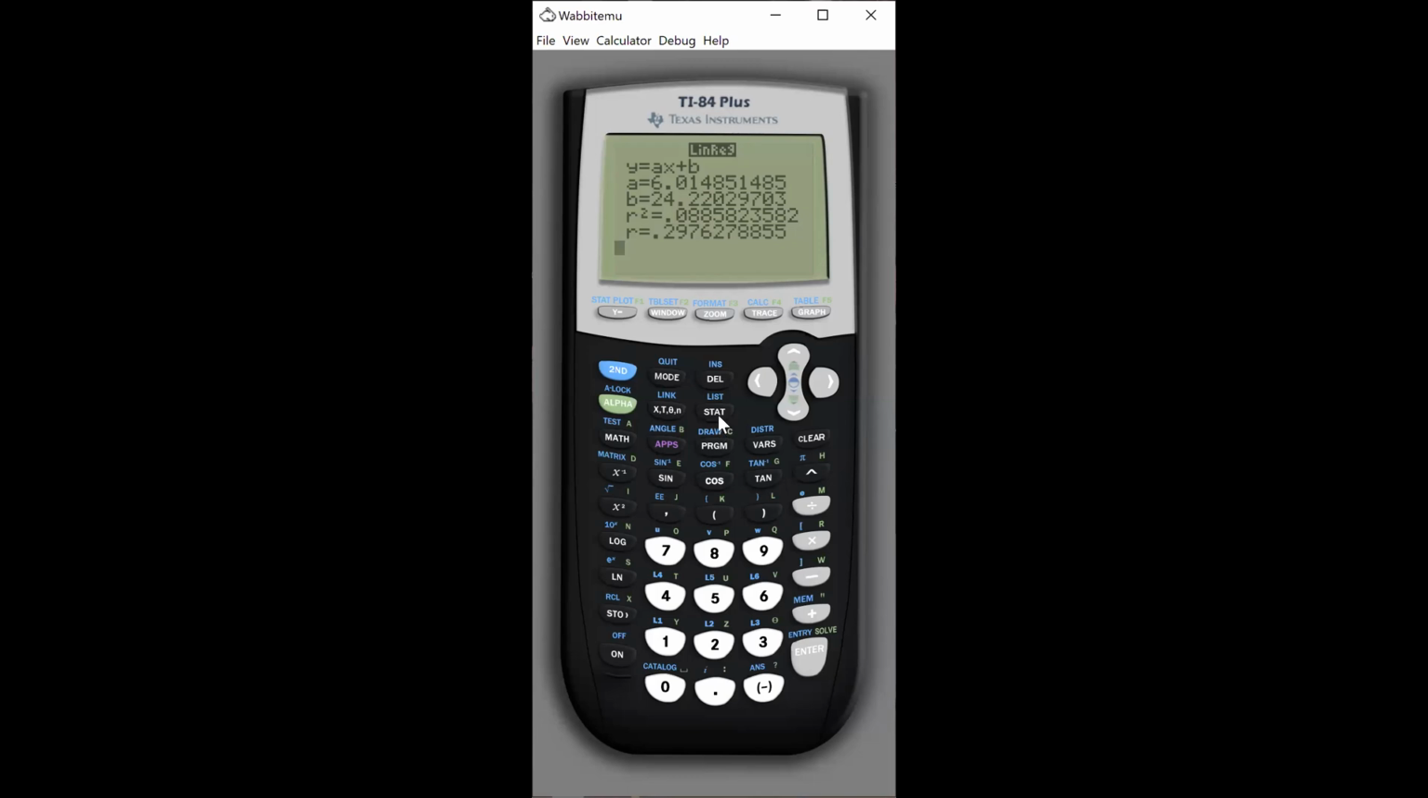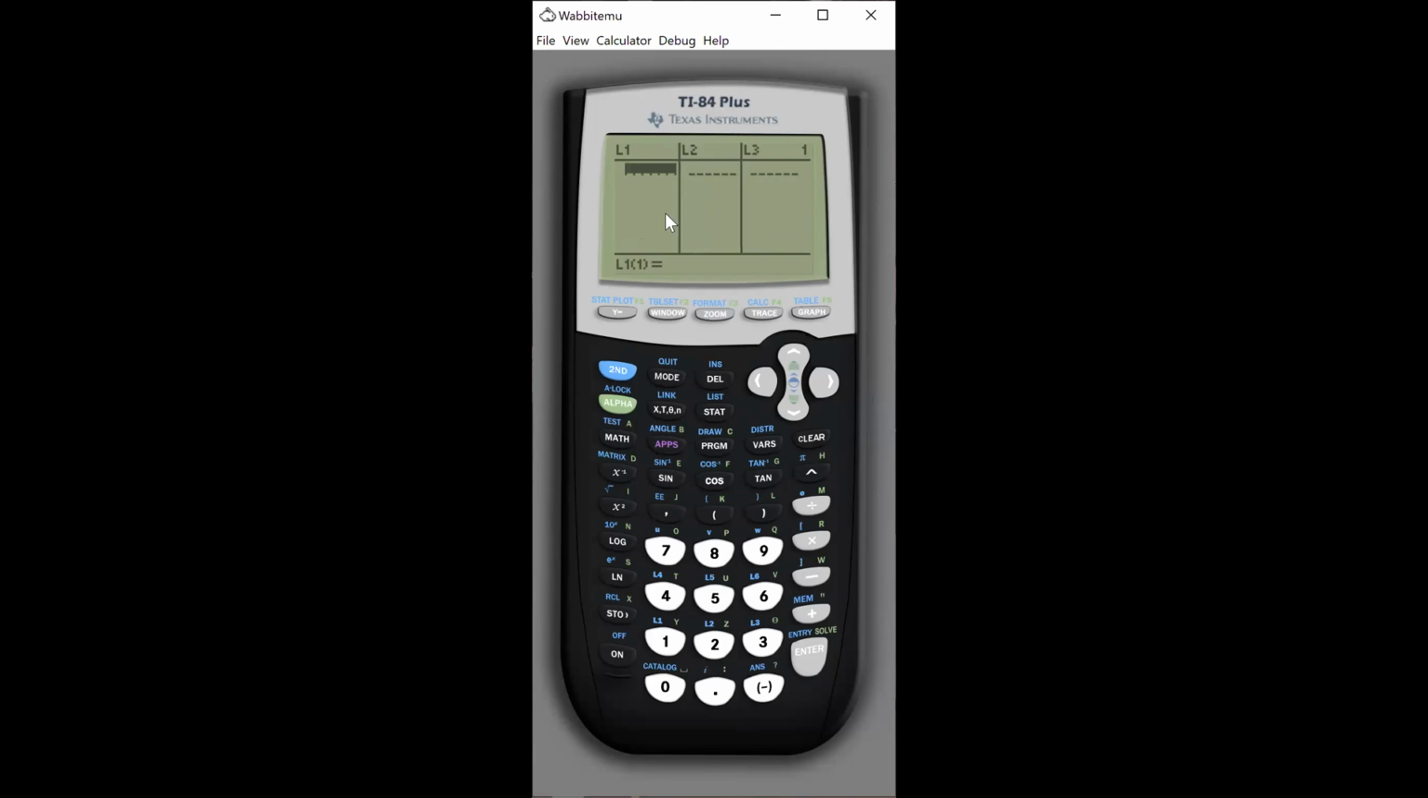So I'm gonna go to stats. I'm gonna go to edit because I wanna enter the data set. All right, so I wanna clear this data set. So I'm gonna go all the way up. Once L1 is highlighted, you press clear and enter, and now the whole data set is clear. I'm also just gonna do that for L2. You have to keep it nice and clean.